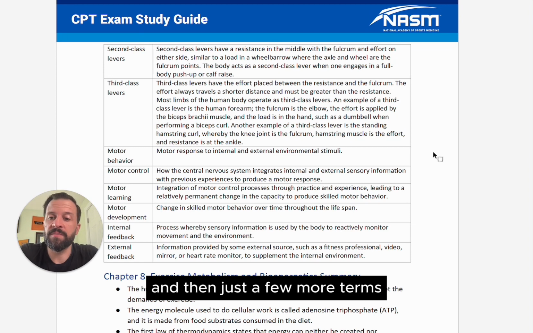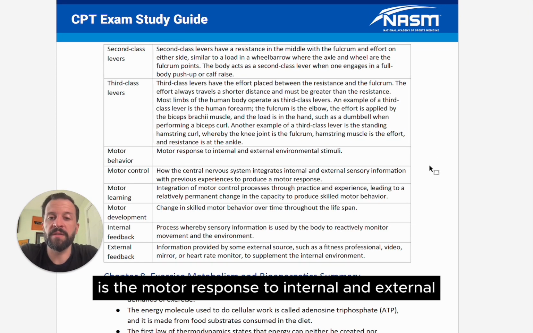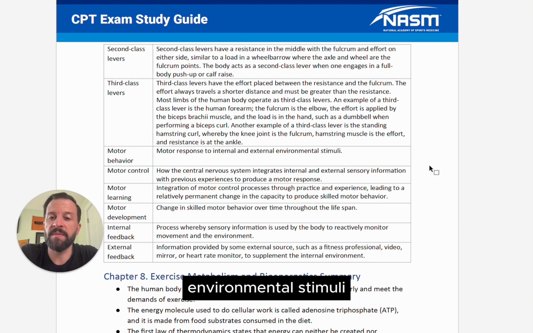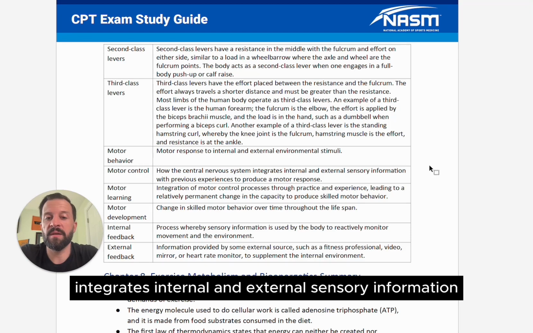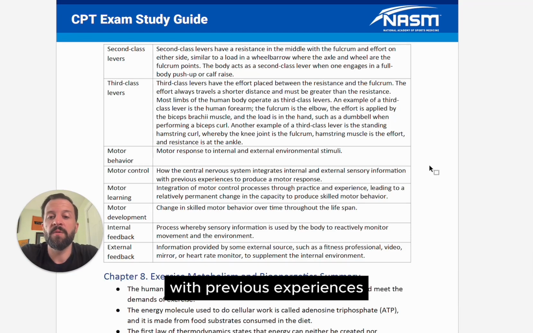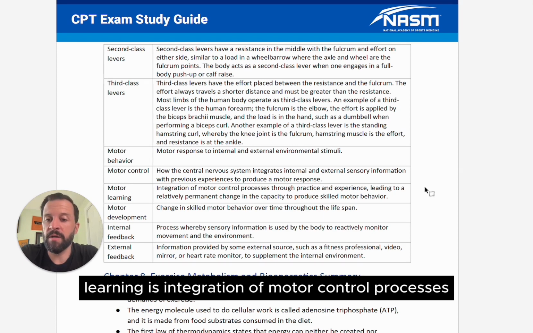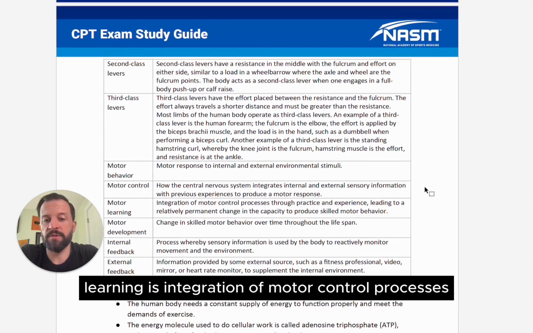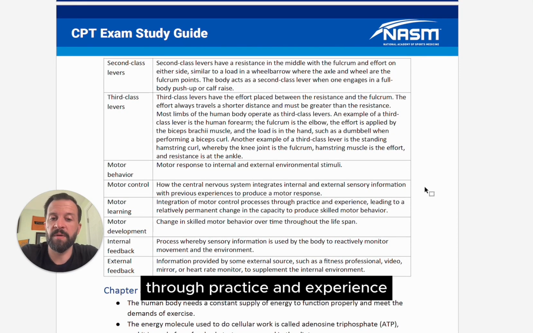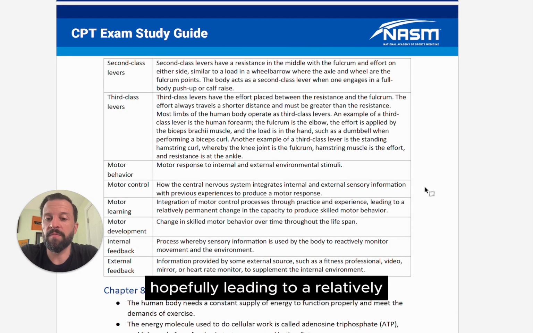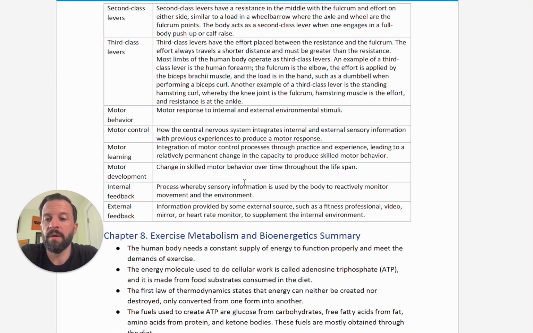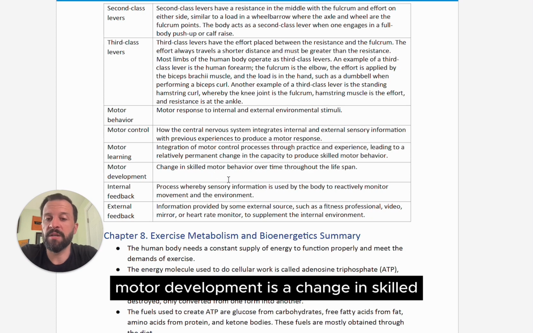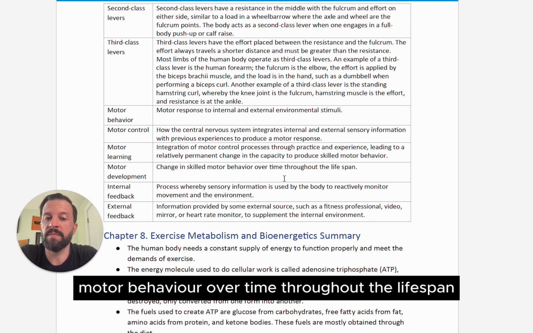And then just a few more terms. Motor behavior is the motor response to internal and external environmental stimuli. Motor control is how the central nervous system integrates internal and external sensory information with previous experiences to produce a motor response. Motor learning is integration of motor control processes through practice and experience, hopefully leading to a relatively permanent change in the capacity to produce skilled motor behavior. Motor development is a change in skilled motor behavior over time throughout the lifespan.